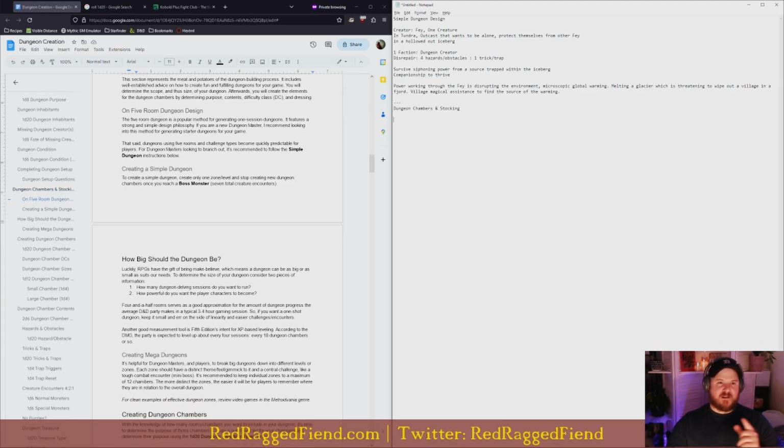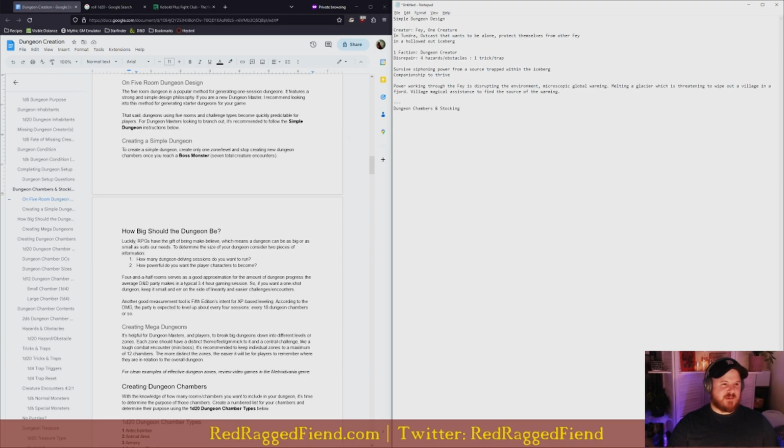So what we're going to do is, like we have up here at the top in our title, we're going to do a simple dungeon design. Simple dungeon design is basically we're going to make chambers until we hit a boss monster. Pretty simple, which means there's going to be 7 total creature encounters.